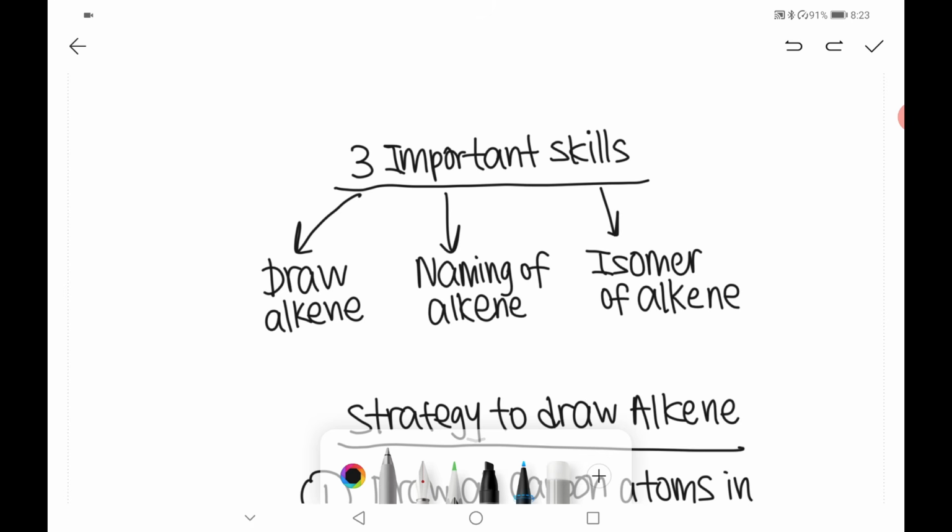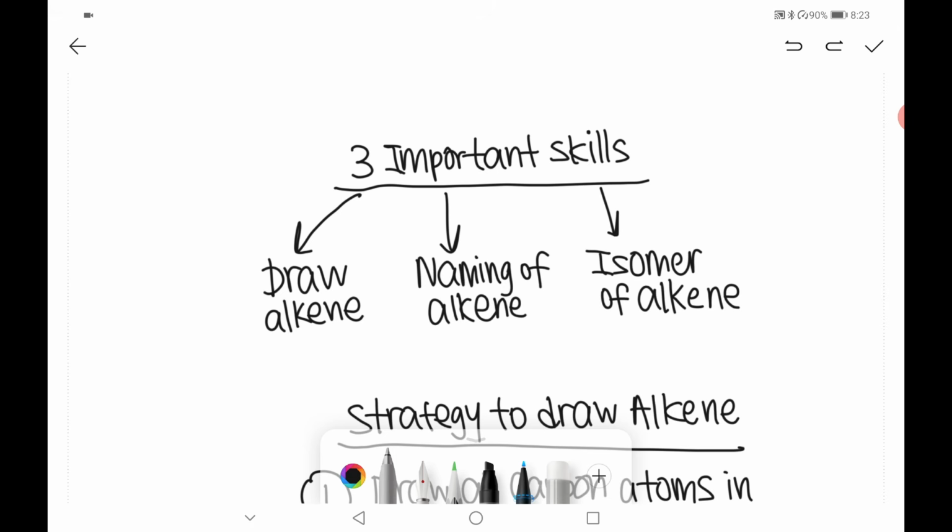So this is everything that we are learning in this lesson. In the next lesson, we will learn step by step how to get the isomers of alkene. I hope everyone understands the concept and knows exactly how it works.